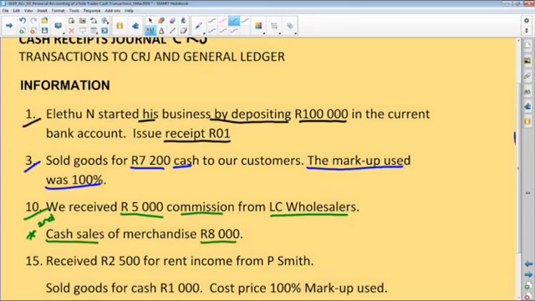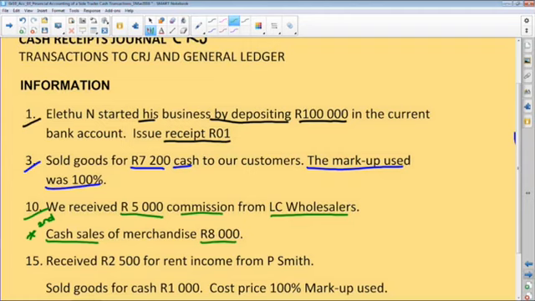Now guys, don't get confused. We sold still 8,000 Rand. So this 8,000 Rand is my selling price. What markup does this company or business use? They use the 100%. So if I give it to you at the top, you need to remember that 100% and use it throughout your question. So let's go and see how to enter it in the CRJ.